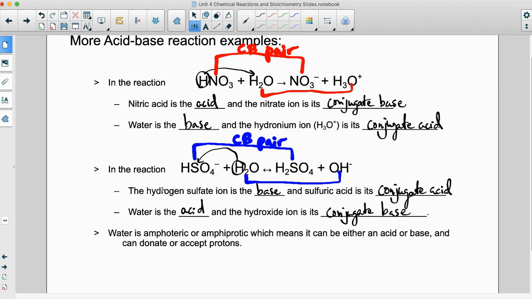Right, so what does this mean? In the first case, water acted as a base. But in the second case, water acted as an acid. So water is one of these substances which can act as an acid or a base. It's considered amphoteric or amphiprotic, which means that it can both donate and accept protons. It's like being ambidextrous. Water is ambidextrous, it can do both.